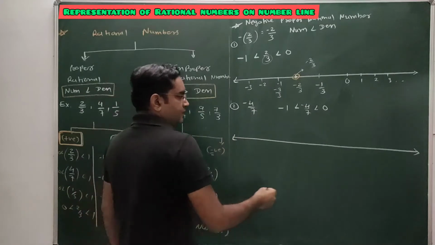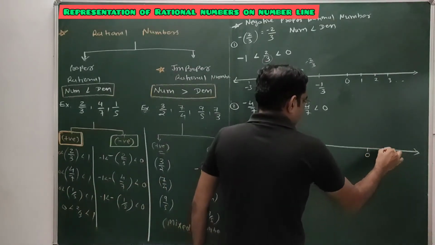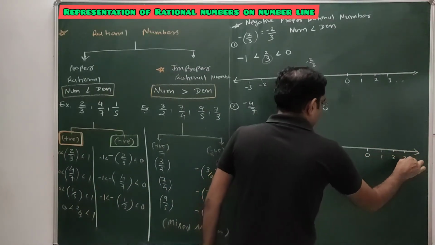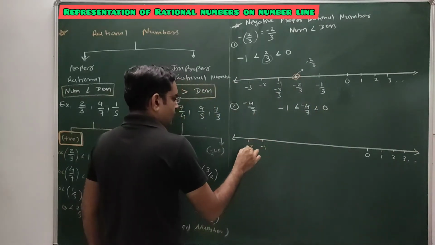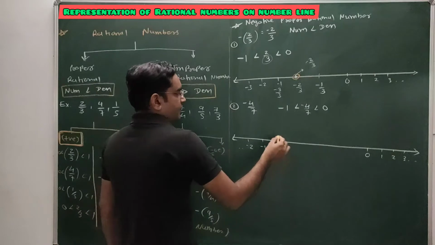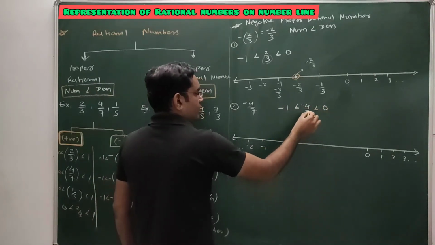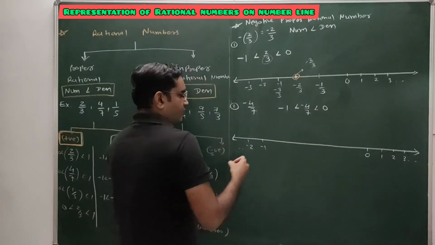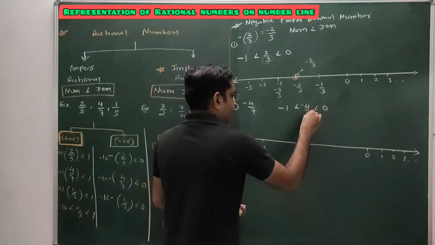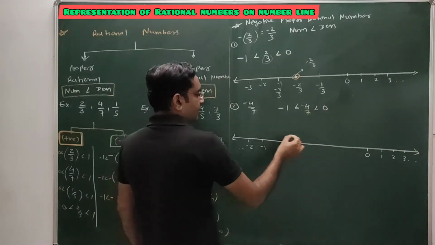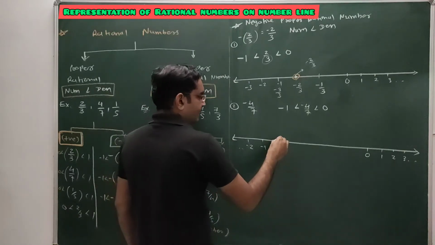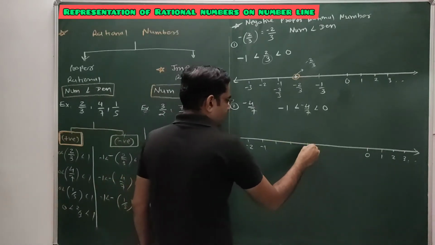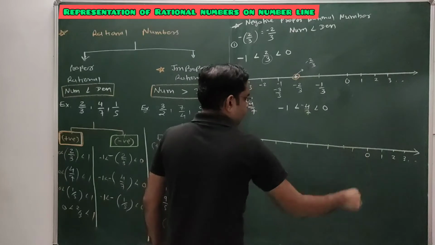So this is the number line. This is 0, 1, 2, 3. This is -1, -2, up to infinite. Divide this gap between -1 and 0 into 7 equal parts. How many parts? 7 equal parts. So to divide this gap into 7 equal parts, we require 6 points on the number line. 1, 2, 3, 4, 5, 6.